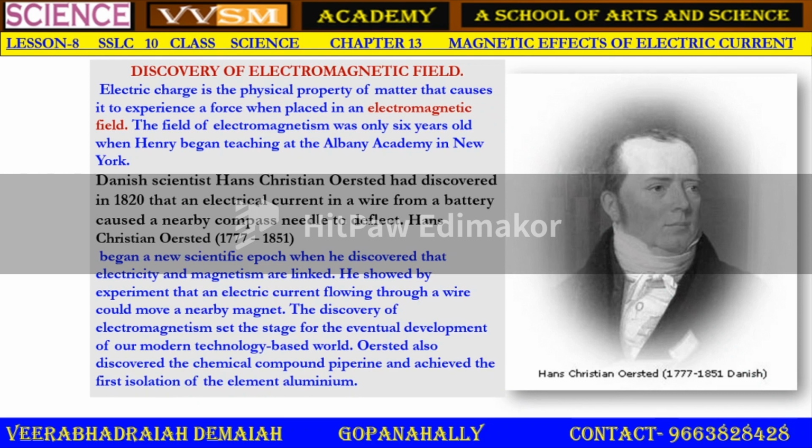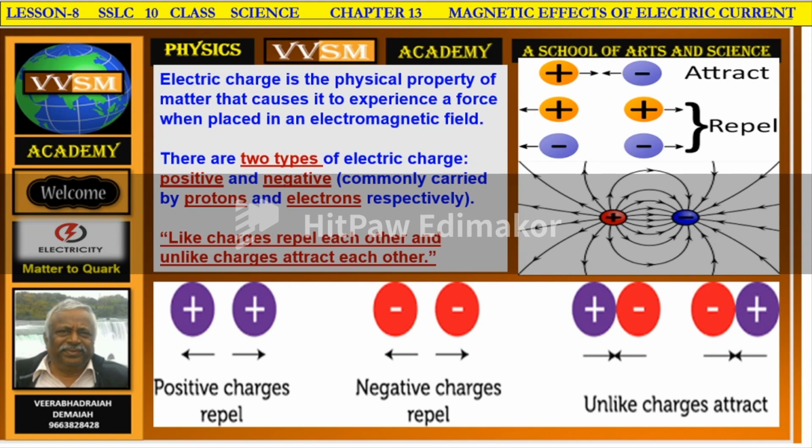Discovery of electromagnetic field. You know, my dear friends, electric charge is a physical property of matter that causes it to experience a force when placed in an electromagnetic field. The field of electromagnetism was only 6 years old when Henry began teaching at the Albany Academy in New York. Danish scientist Hans Christian Ørsted discovered in 1820 that an electric current in a wire from a battery caused a nearby compass needle to deflect. It shows the presence of a magnet, magnetism or magnetic field.